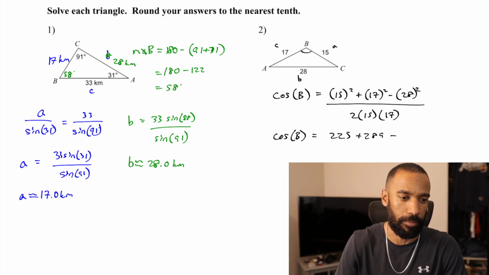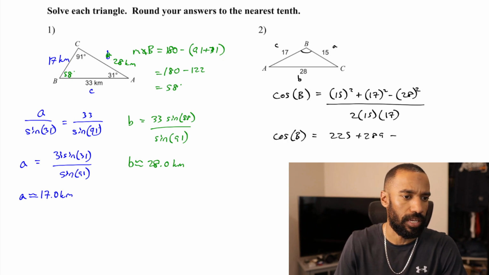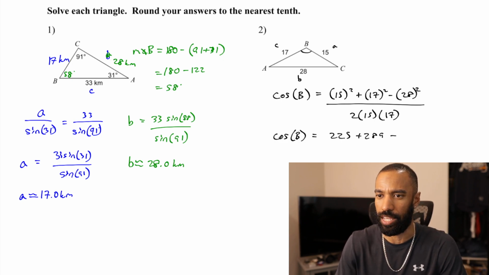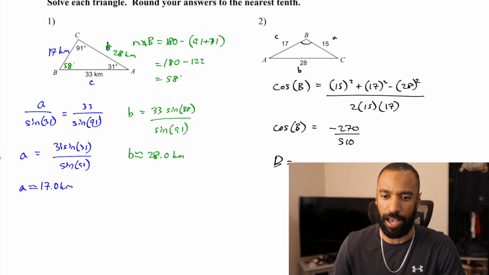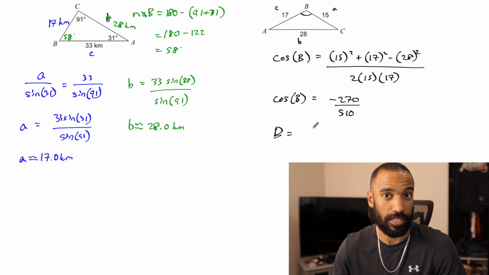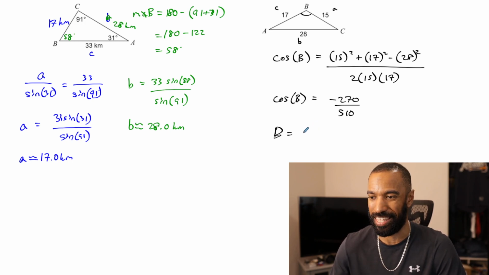This is something I'm going to let my calculator do. 225 plus 289 minus 28 squared. So negative 270. Negative 270 divided by 30 times 17, I think, is 510. So negative 270 over 510. Anyway, b is the inverse cosine of this value. I'm sure that fraction can be reduced, at least 27 over 51, if not 9 over 17, I think.